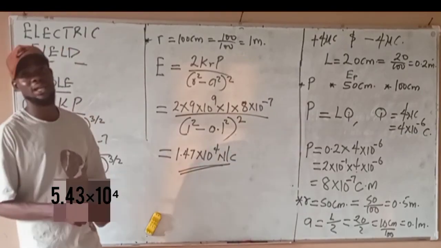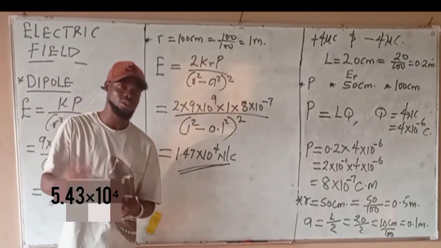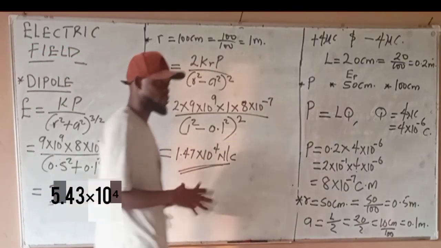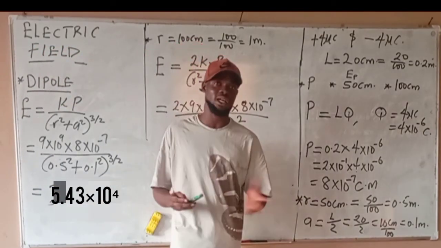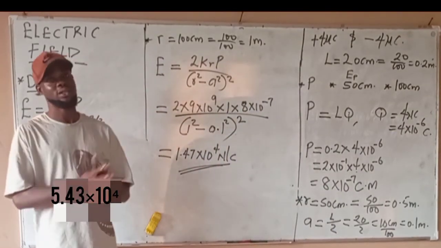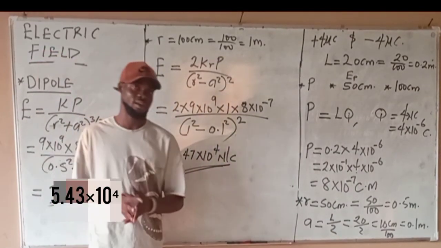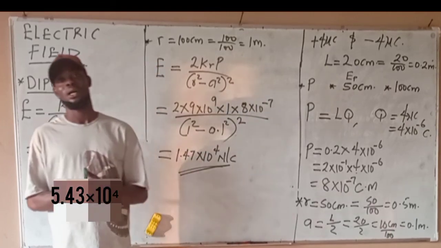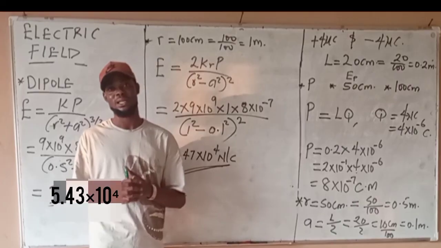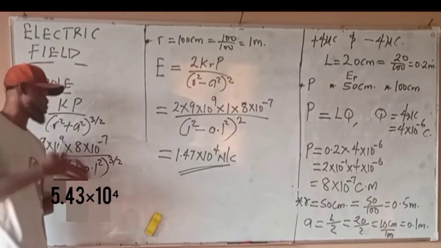Now, in our next class, we'll be looking at electric field due to continuous distribution of charges. We look at electric field due to a charged wire or line of charge. We look at electric field due to a charged ring, a charged disk, a charged sphere. Then we also look at Gauss's law.